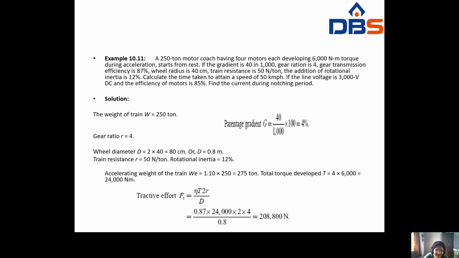See here, to get the accelerating weight of the train. Accelerating weight means dead weight into rotational inertia. So at that time here 1.12. Okay, so 12% means 1.12 into 250. At that time the total weight of the train you can get is 275 tons.